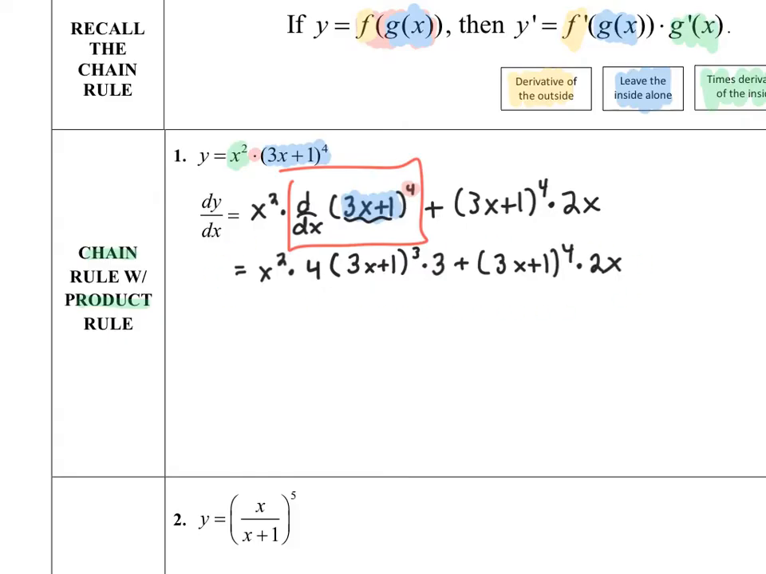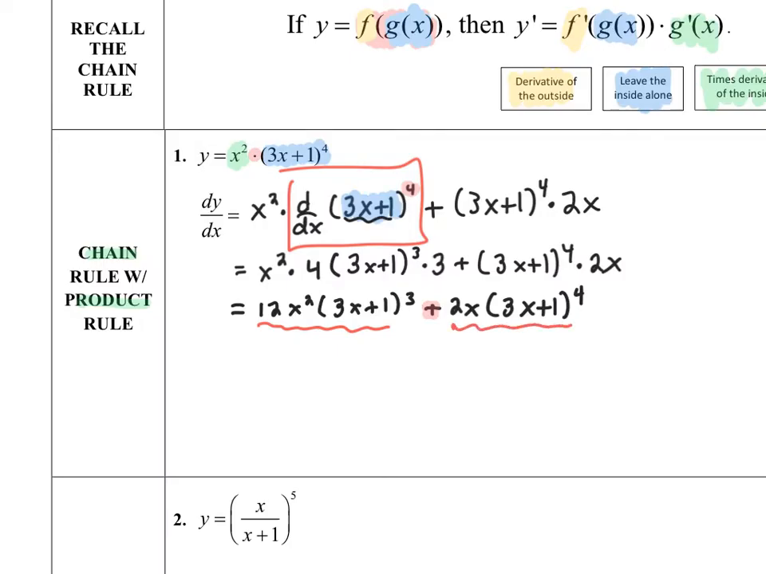The rest of this is going to be simplifying our answer here. And what I'm going to do first is take this 4 and this 3 and multiply them together. Now when I look at this, I've got two terms sitting right here. So this is my first term, and this plus separates that from my second term, and my second term is this one. And what I'm going to do is factor.